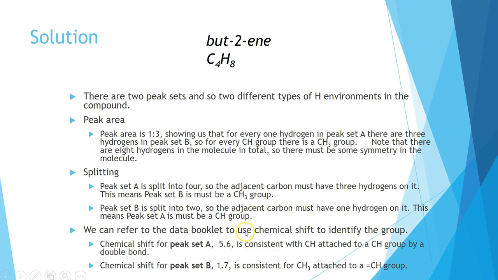Looking at the data booklet, we can use the chemical shift to identify the groups and find that the 5.6 is definitely consistent with a CH attached to a CH group by a double bond. And then peak set B 1.7 is consistent with a CH3 attached to a double bond CH group, which gives us the solution that our compound is actually bute 2-ene.